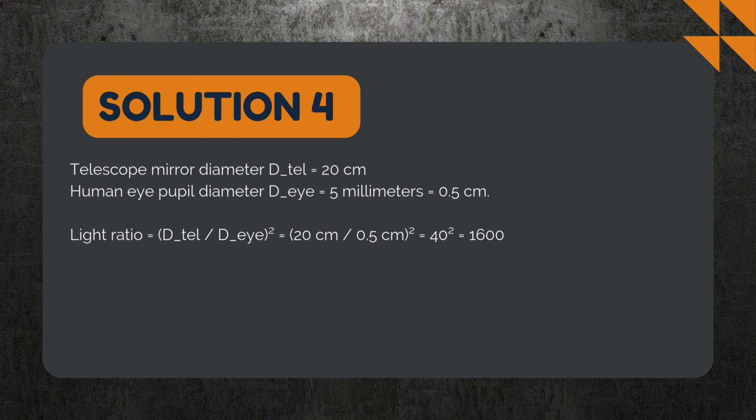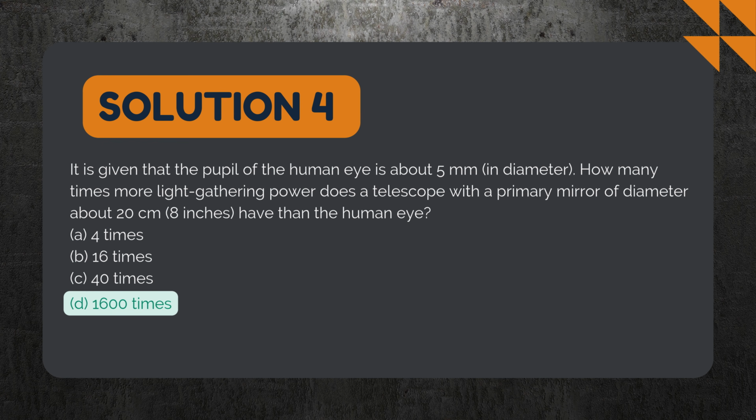We are given the telescope mirror diameter as 20 centimeters and the human eye pupil diameter as 5 millimeters, which is 0.5 centimeters. Light gathering power is proportional to the collecting area, which goes as the square of the diameter for circular pupils. So, take the ratio of diameters and square it. The telescope collects 1,600 times more light than the human eye, so the correct choice is D, 1,600 times.